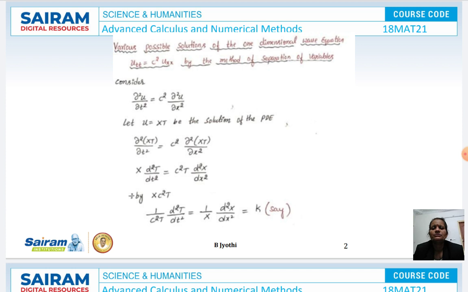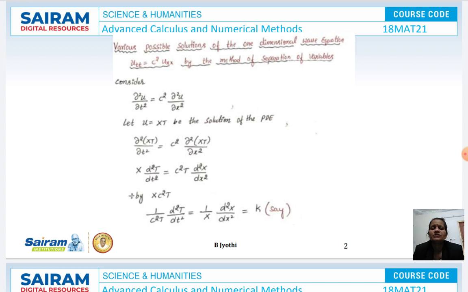So let us look into the various possible solutions of the one-dimensional wave equation of the type utt equal to c square into uxx by the method of separation of variables. Consider utt equal to c square uxx, that is, ∂²u/∂t² equal to c square into ∂²u/∂x². Let u equal to X into T be the solution of the PDE.